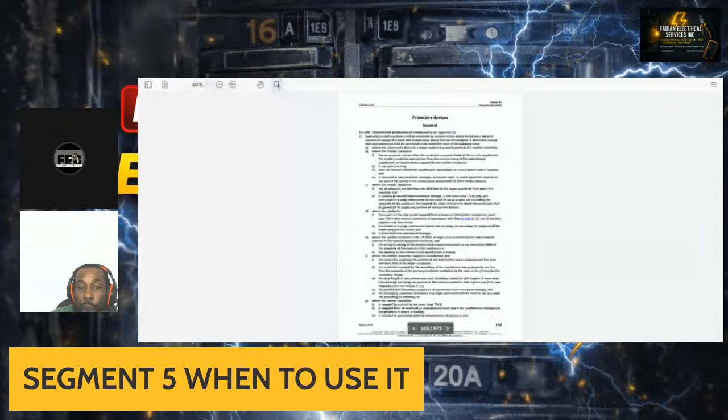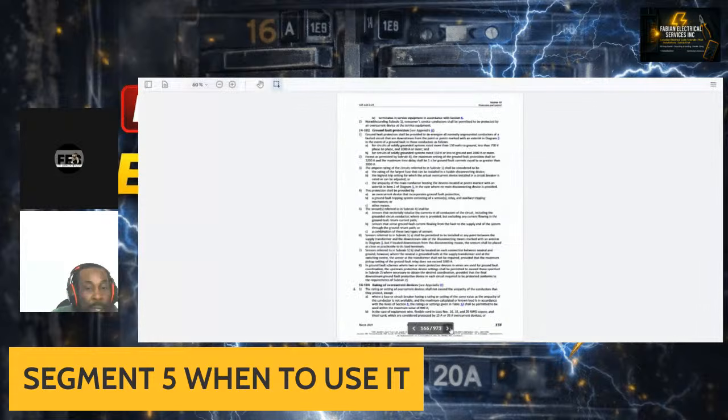Again, this is 14-100. It says terminates in a service equipment in accordance with Section 6, notwithstanding Subrule 1, consumer service conductors shall be permitted to be protected by an overcurrent device at the service equipment.